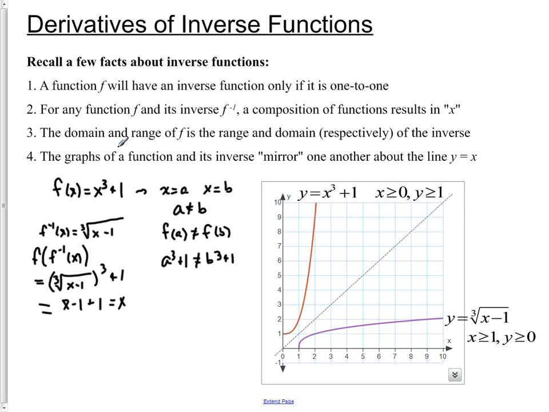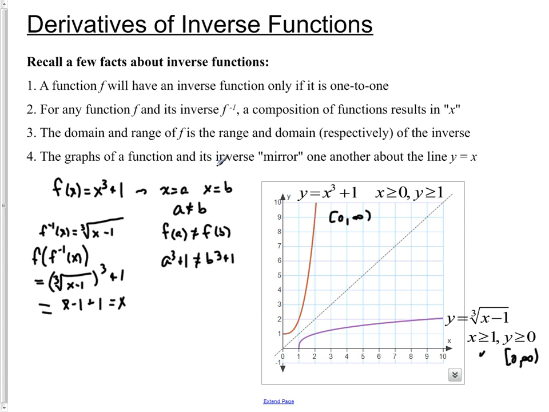Okay? The domain and range of a function f is the range and domain respectively of the inverse. And we can see that in the case of this limited domain function that I've made up, where the domain goes from 0 to infinity, that becomes the range of our inverse function, 0 to infinity, and the range of the original function, y greater than or equal to 1, becomes the domain of our inverse.